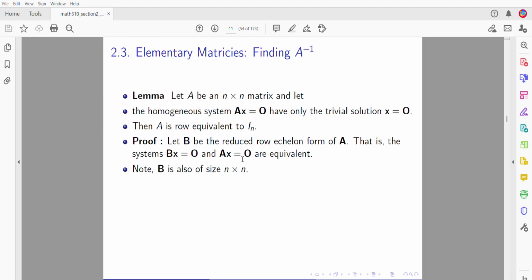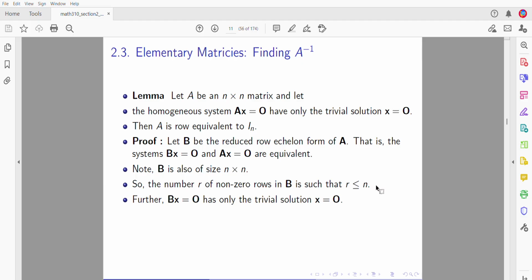B is also of size n by n. So we don't know much about B. All we know is that it is reduced row echelon form. So there should be some non-zero elements. If there are any non-zero rows in B, then that number r, that is the number of non-zero rows, has to be less than or equal to n, because B has in all n rows. So the number of non-zero rows has to be less than or equal to n.